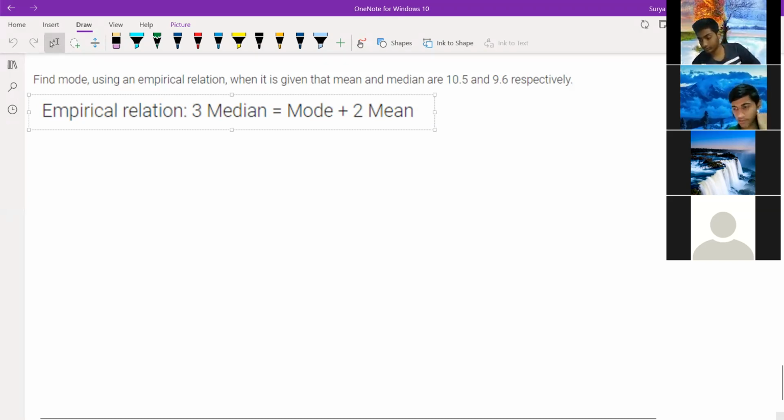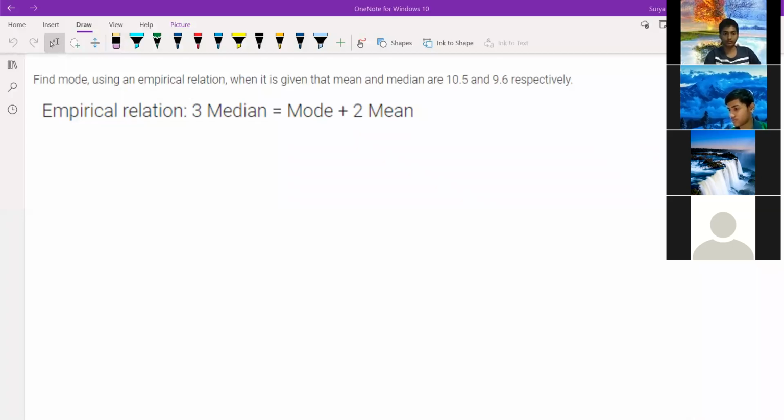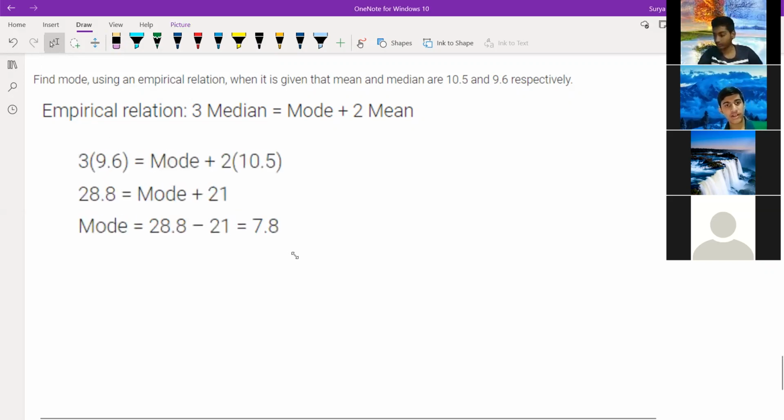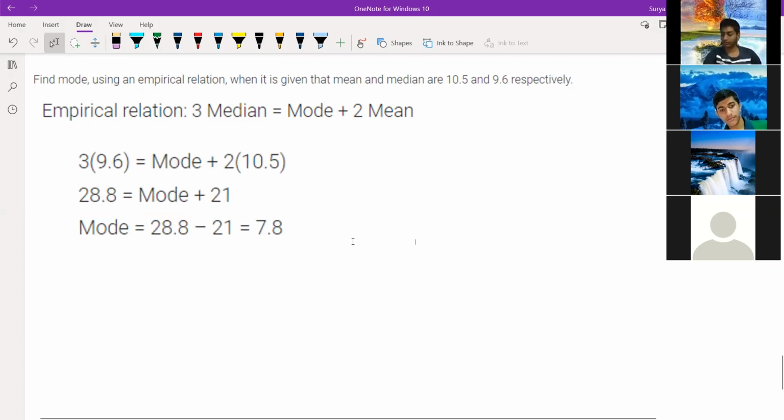So mean is the greatest, then median, then mode. What are you getting for mode? Mode should be less than 9.6. Yes, mode is 7.8; if you solve, you'll get 7.8. The relation is 3 median equals mode plus 2 mean. Mean is the greatest one. So the answer is 7.8, right? Yeah. So this is a relation.